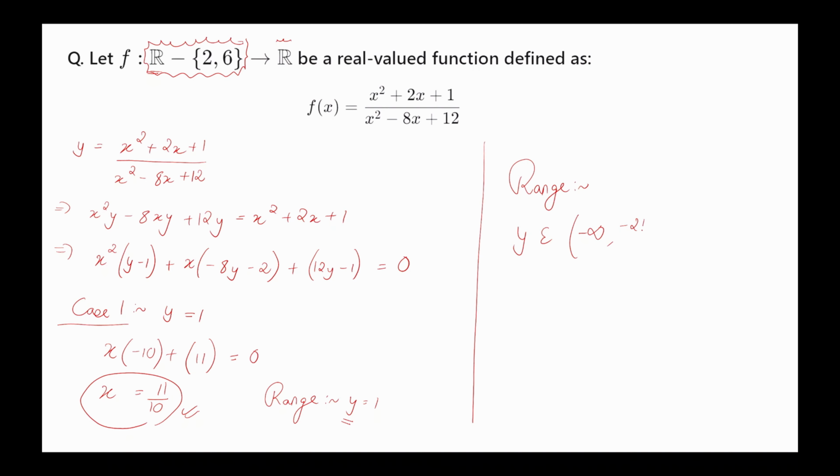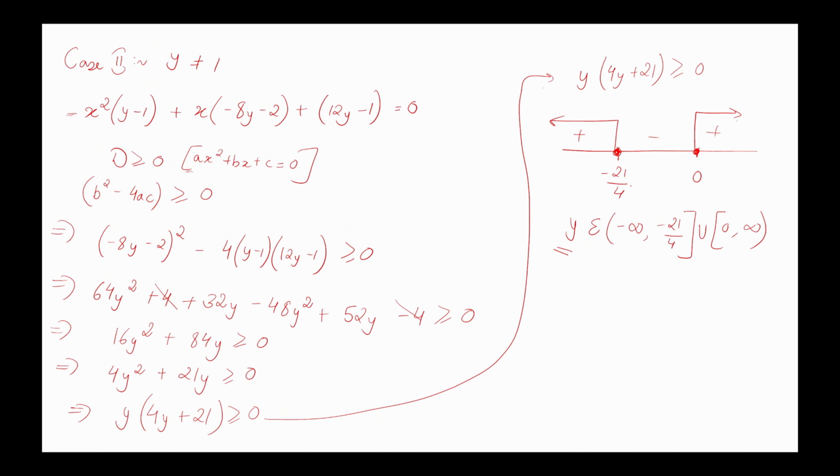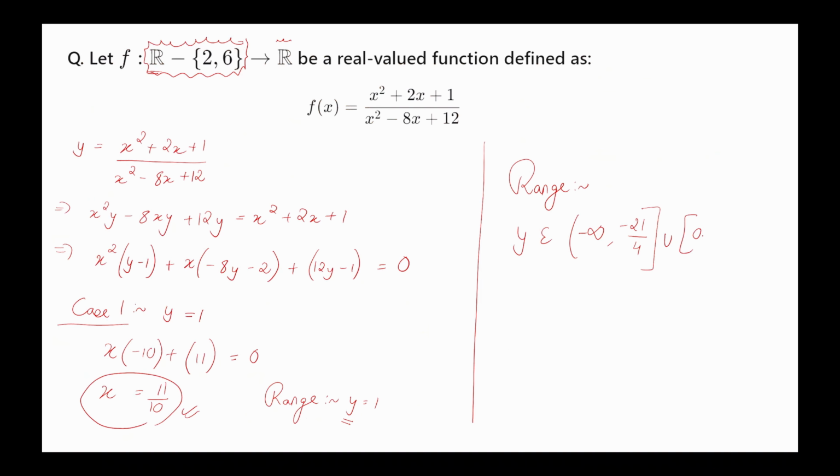So ultimately my final range of this function can be written as y belongs from minus infinity to minus 21 by 4 enclosed in a closed bracket. I hope you all remember, whenever I write something in a closed bracket, which is my square bracket basically, this means that I'm including that number. If I write it in a round bracket, which is known as an open bracket, that means I am not including that number. And this would be union 0 to infinity. So this would be my range.